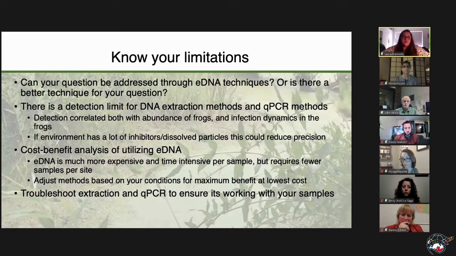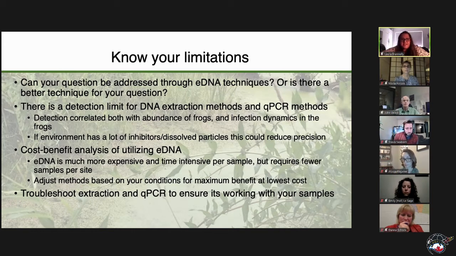So you do want to know your limitations when you're designing eDNA studies. You want to make sure that your question can be addressed through these eDNA techniques, and if there's potentially a better technique to address your question. One thing that's important to consider is the detection limit for eDNA extraction methods in qPCR.